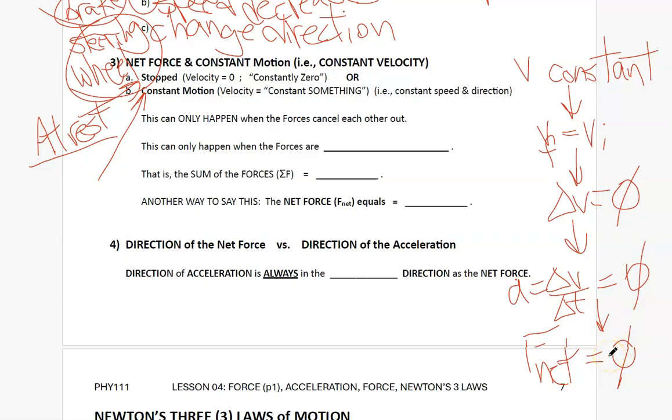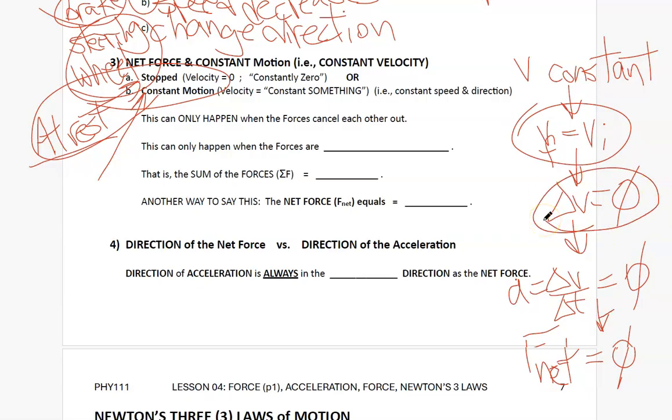Okay. So the net force. So if any one of these things is true, you know it's either stopped or in constant motion. That means that the final and the initial velocity are the same. That means there's no change in velocity. That means there's no change in velocity divided by time, which means there's no acceleration, and therefore there's no net force. You'll notice having no net force does not mean there's no motion. It means there's no change in motion.